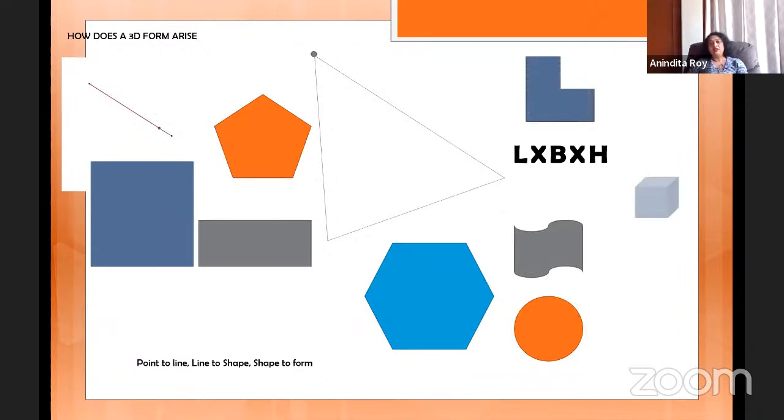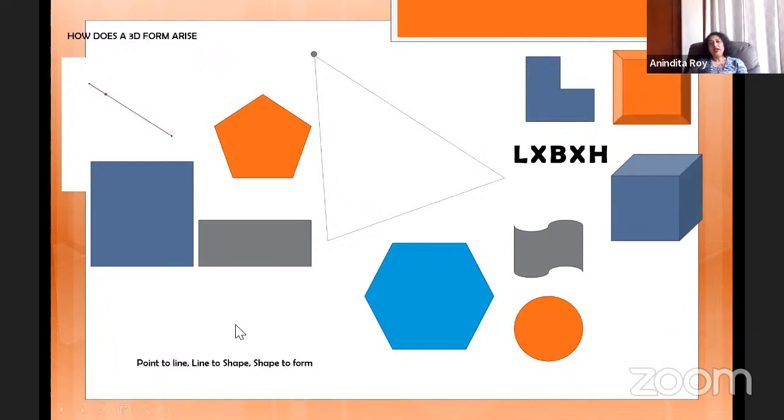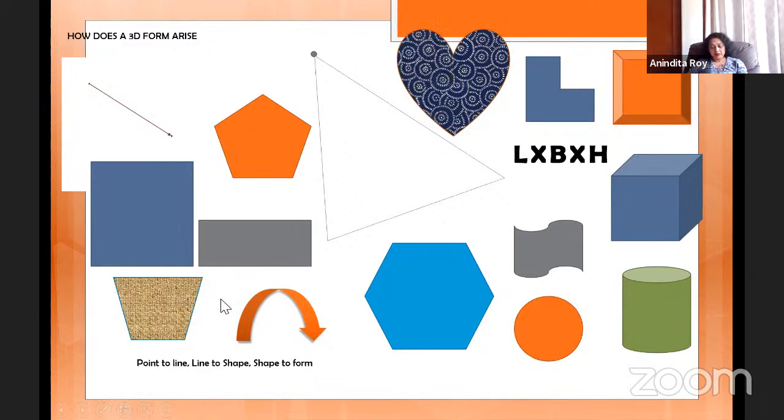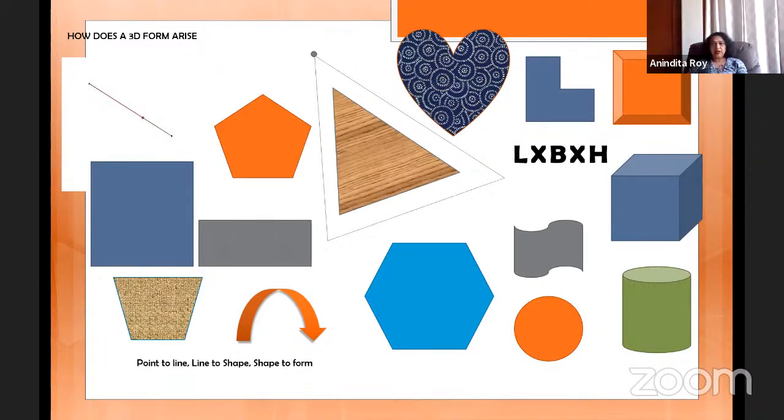We can cut it, we can fold it, and we can get different kinds of shapes. Then we fill them with texture, and we fill them with color, right? So point to line, line to shape, shape to form. You can see the forms here, and you can see how it has been filled with colors, textures, and patterns, and our design is generally ready to be launched or presented. So now let's check up each element one by one.